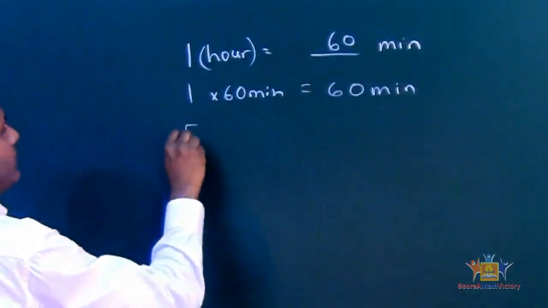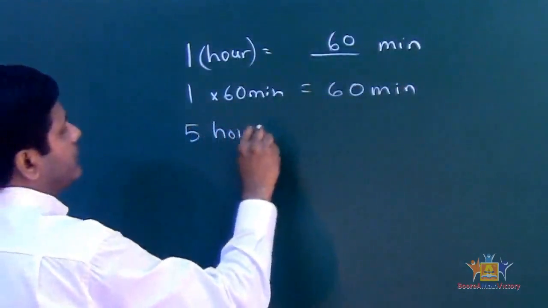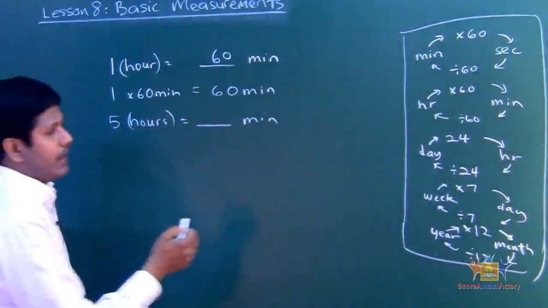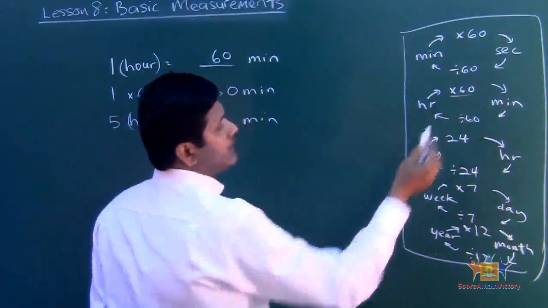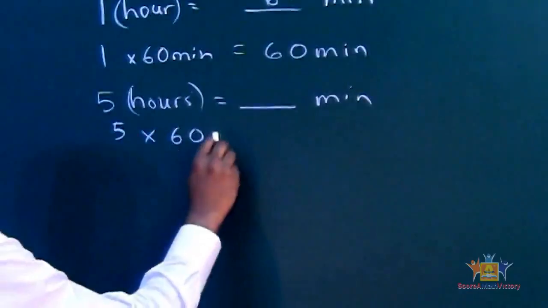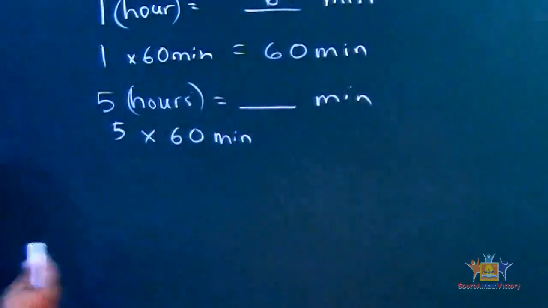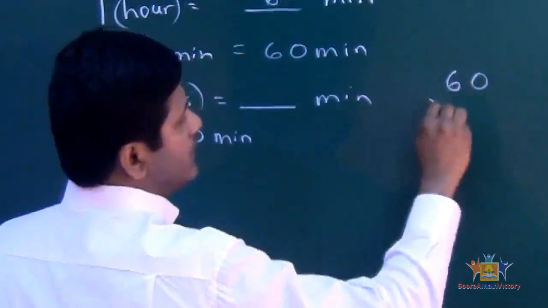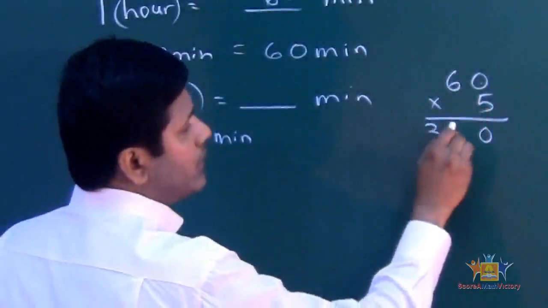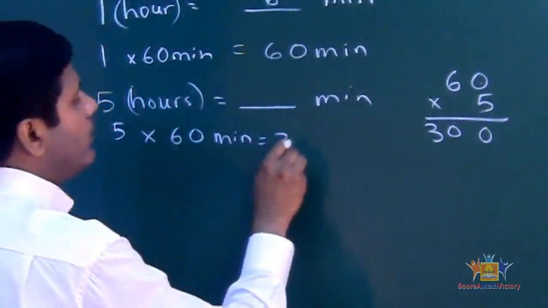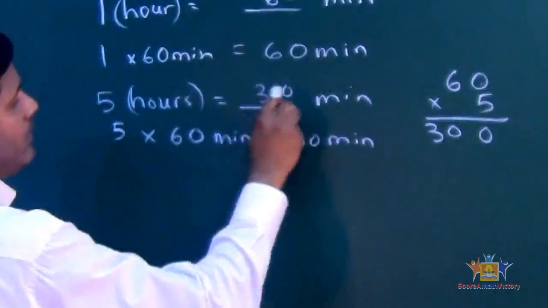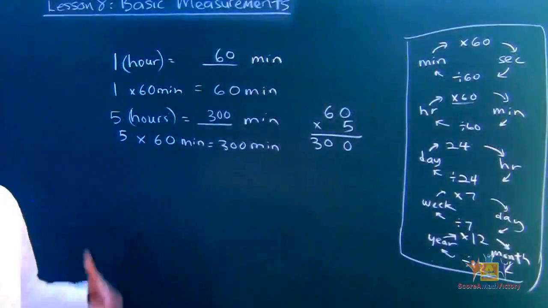So if I give you 5 hours and ask you to find how many minutes, what do we do? I take where the hour is and substitute it with times 60. So 5 times 60 minutes. We use the long multiplication method. I'm going to put 60 times 5. 5 times 0 is 0. 5 times 6 is 30. That makes it 300 minutes. So 5 hours equals 300 minutes.